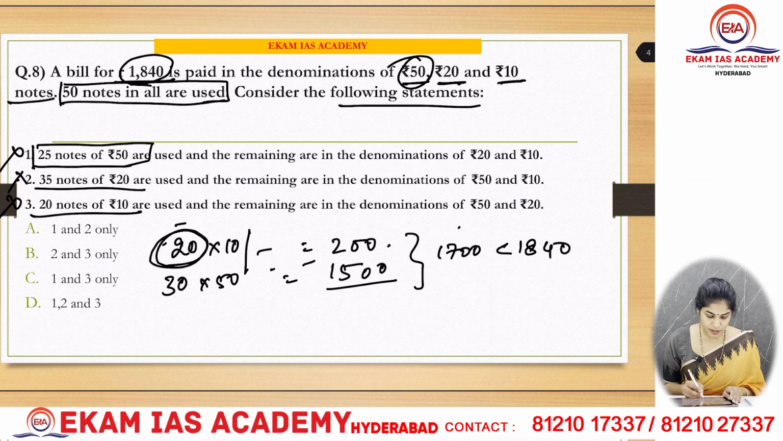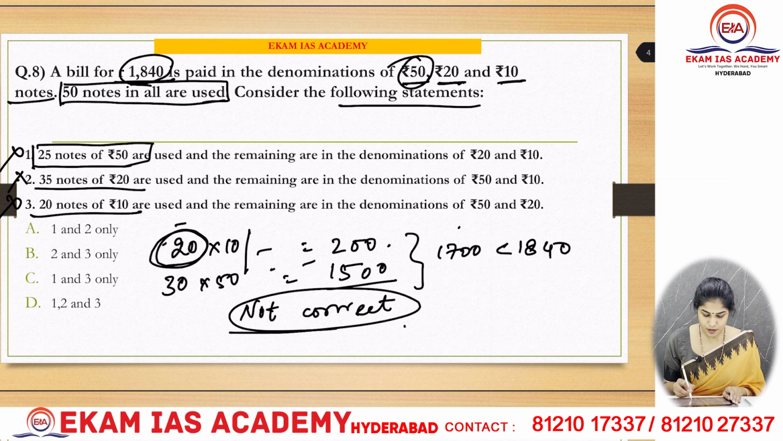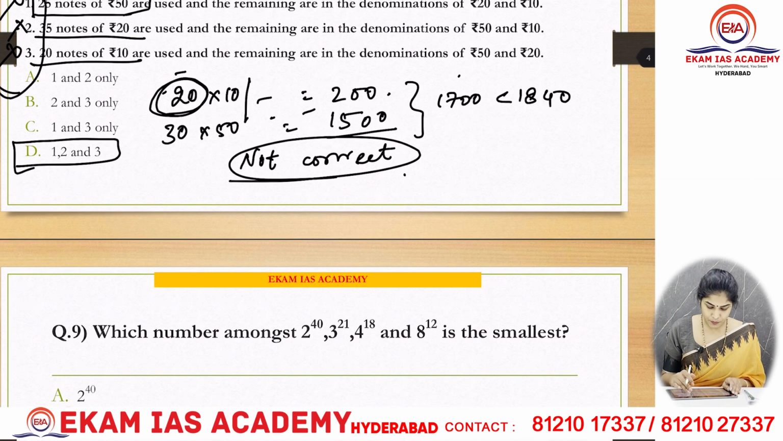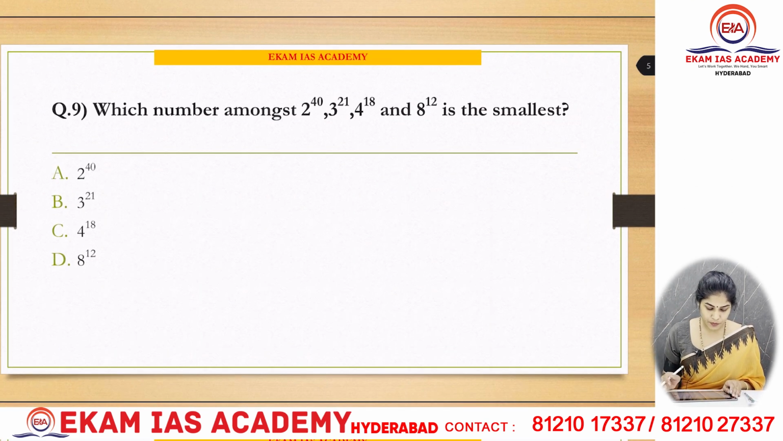So what is the question here? The question is, which of the following is not correct? So D option 1, 2, 3. All of 1, 2, 3 are not correct. So let's go to the next question.